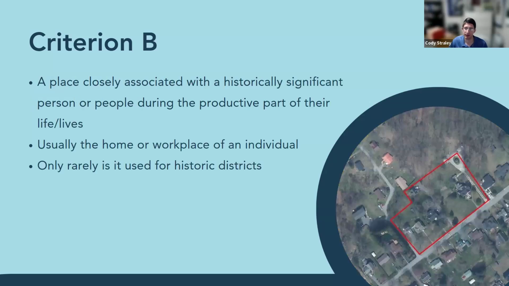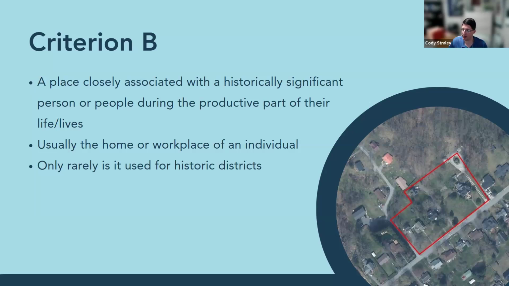Next slide. And then criterion B is a bit less often used. It's for properties that are connected to a historically important person or people during the productive part of their lives. So primarily their career or what they did for a living. Often we'd use this for houses or workplaces of individuals. It's not too often used for districts. We do have a couple examples in West Virginia, not too many.